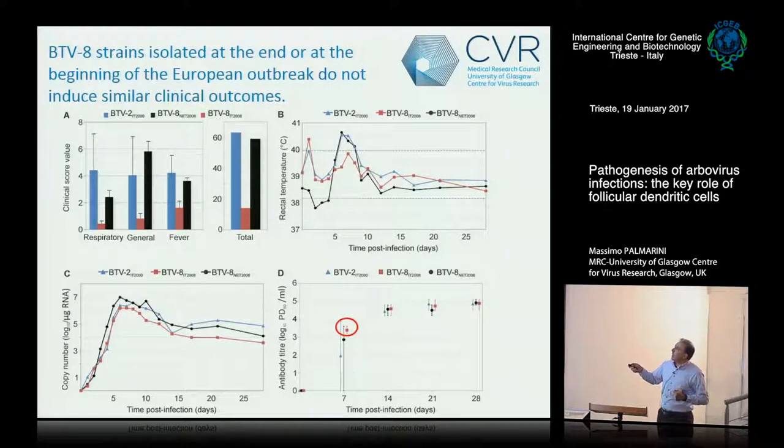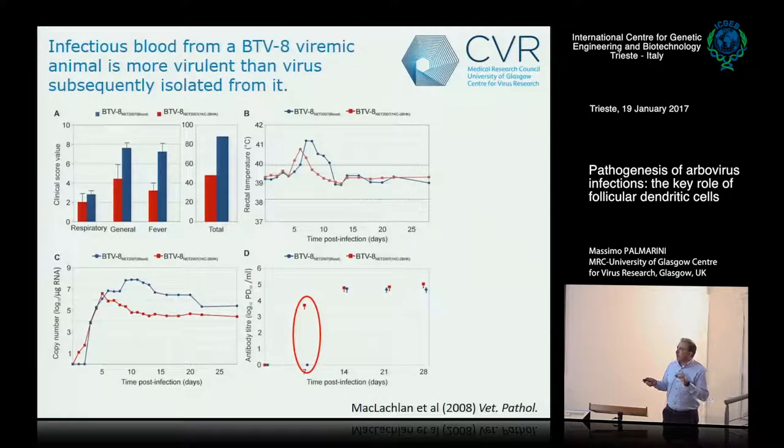Here this is BTV8, and this is BTV2, another virus isolated in Italy in 2000. What you see is that the BTV isolated at the end of the outbreak, in red, causes less fever and has fewer clinical signs. But again, you have viremia like the other viruses. And here you have a higher level of neutralizing antibodies, not much different, but we've always seen it, at day seven post-infection.